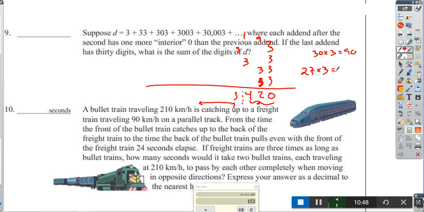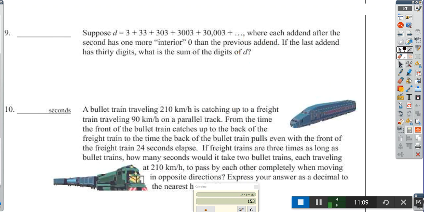Well, 27 times 3 is 81, carry the 8, so that's 6 plus 8. And then I have 4 plus 2. 4 plus 2 is 6, so plus 6. So that gives me 87 as my sum for all of the digits.